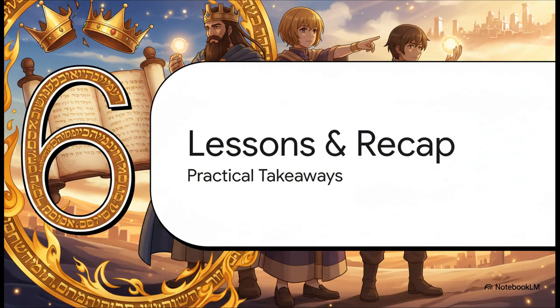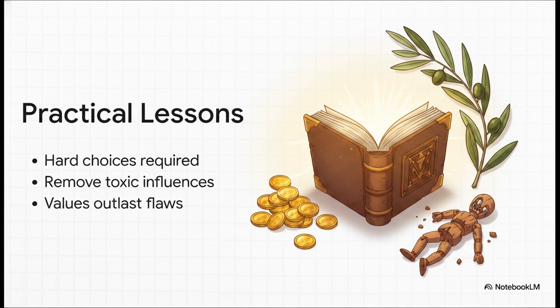Section 6. Lessons and Chapter Recap. History provides some incredibly relevant lessons for us today. First, doing what is right often requires hard, costly choices. Asa had to empty his royal and religious treasuries just to save his nation from a total blockade. Second, toxic influences must be removed, even if it's family. Asa's bravery in deposing his own grandmother Maacah shows us that true integrity sometimes demands very difficult, painful boundaries.